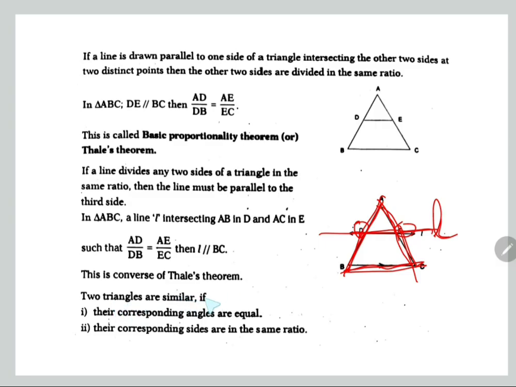Two triangles are similar if their corresponding angles are equal.